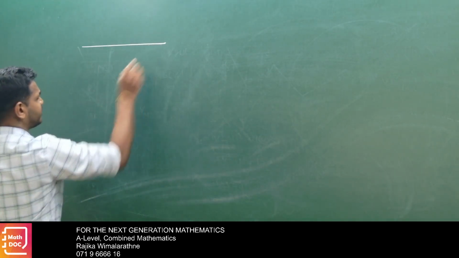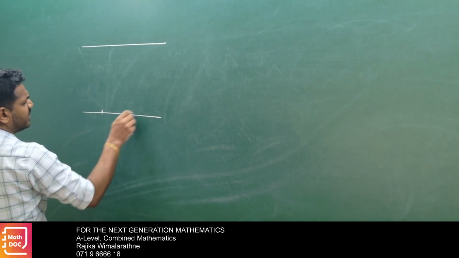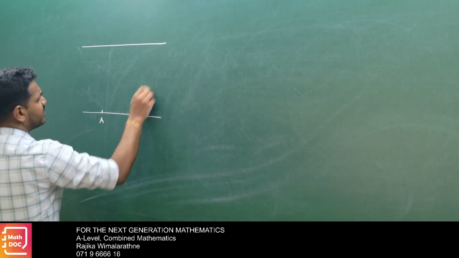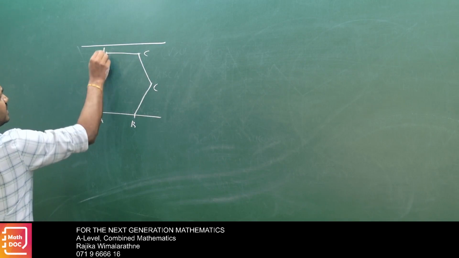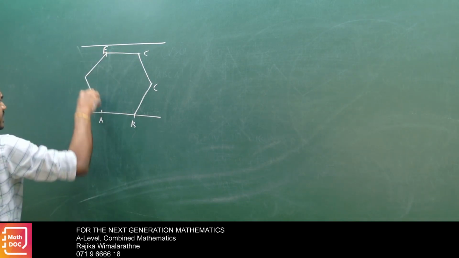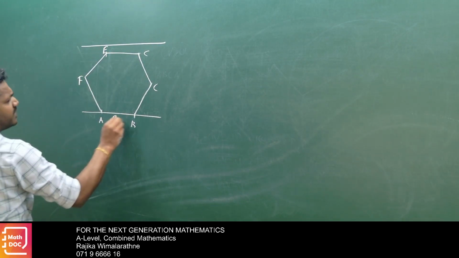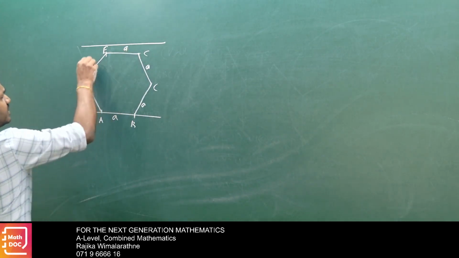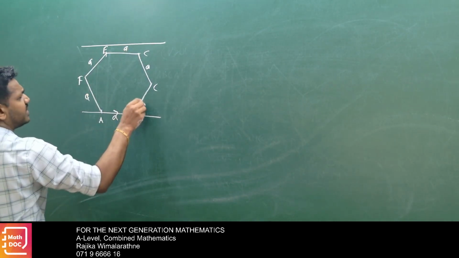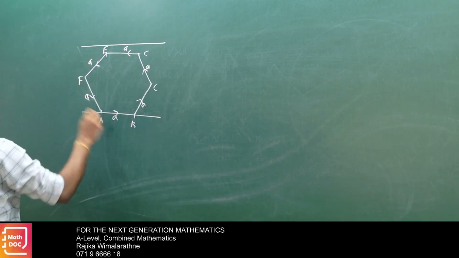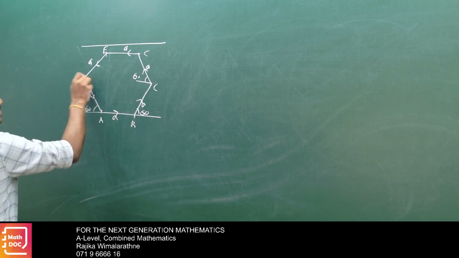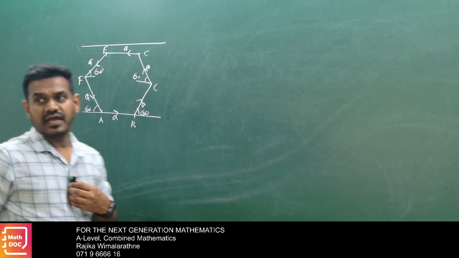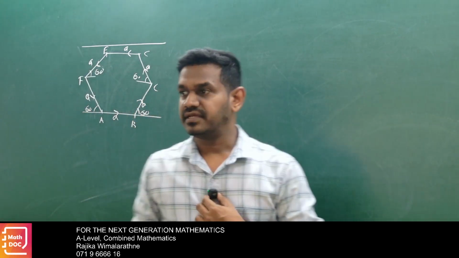Now the last one, you try this one. Here A, B, C, D, E, F, A. Consider this circuit, a regular hexagon. Okay. As the last one, you complete that one.